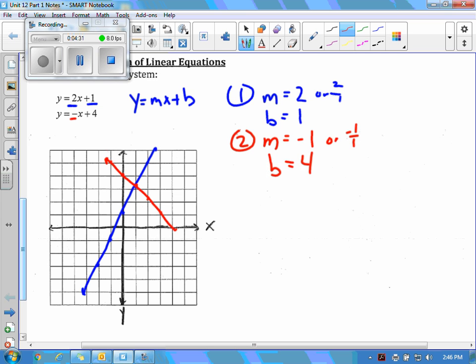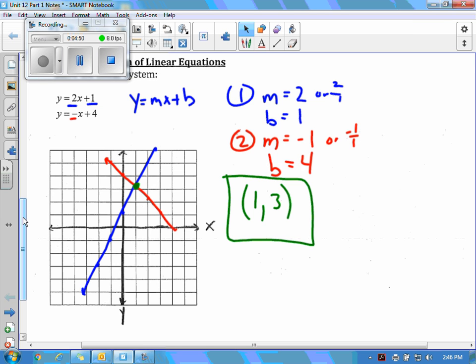Now, these aren't the most accurate lines. If you look, my lines cross at this point right here. Where the lines cross is my solution. And remember, it's going to be an ordered pair. That's going to be at point 1, 3. So my solution is 1, 3, that ordered pair.